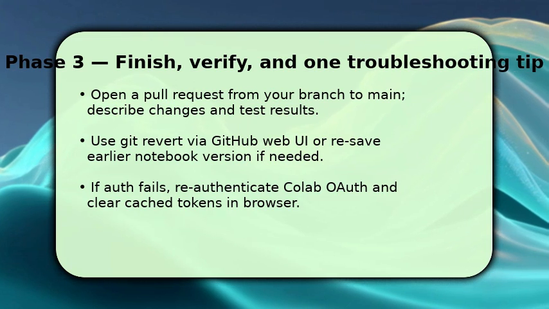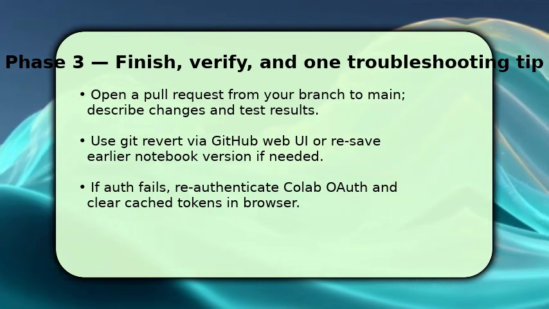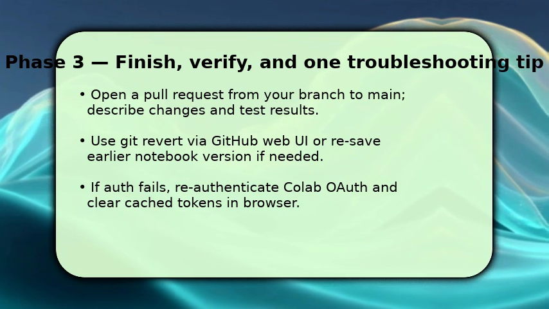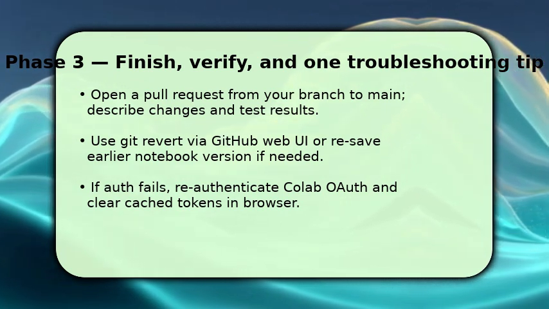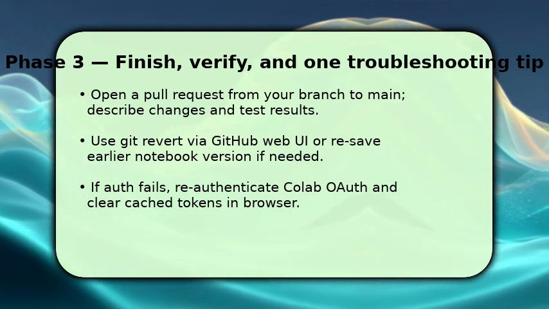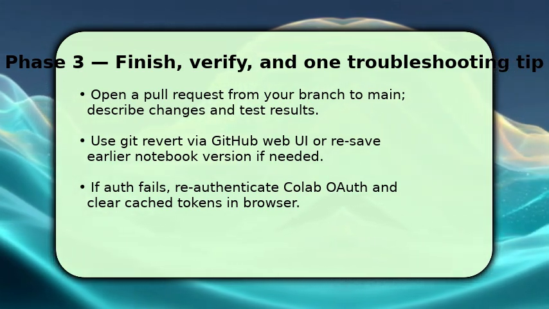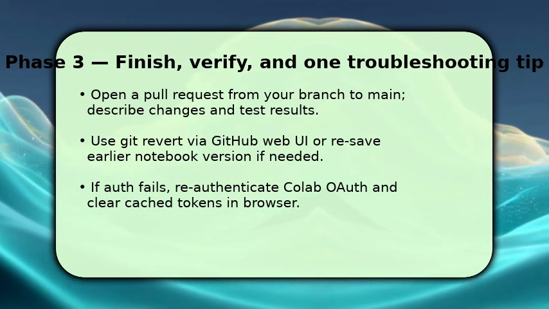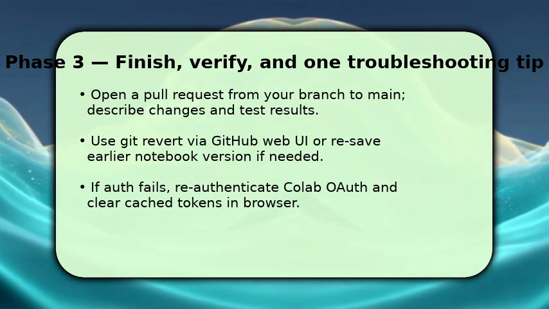If you need to roll back, use GitHub's revert or restore a previous notebook revision and reopen it in Colab. If syncing or authentication breaks, reauthorize Colab's GitHub access in the notebook dialog and clear browser cache or tokens. This typically resolves permission or rate limit errors quickly.